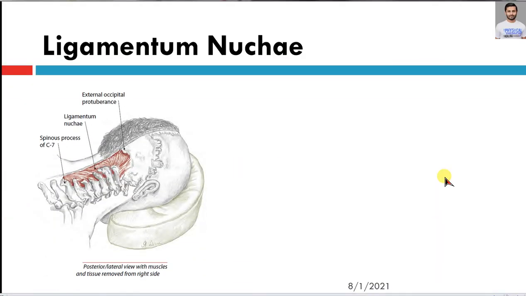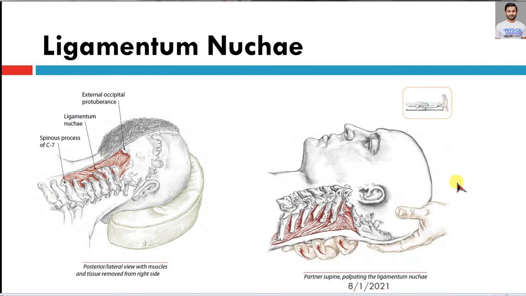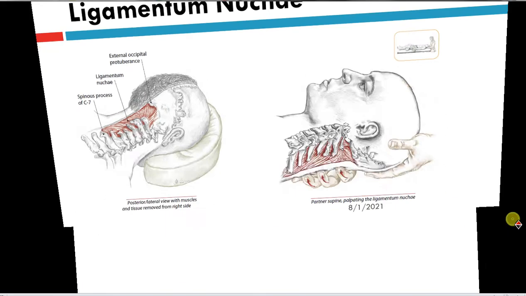Then we have the ligamentum nuchae. This is the broadest ligament, and it is the continuation of the supraspinous ligament. It becomes broadest in the cervical region, and it gets taut when a person flexes the neck. With alternating flexion and extension of the neck, you can feel the ligamentum nuchae tensing and relaxing in the midline, just over the spinous processes. Here you can see the ligamentum nuchae being tensed.